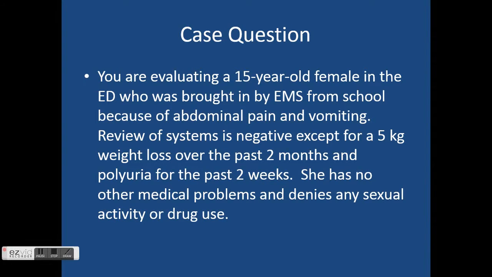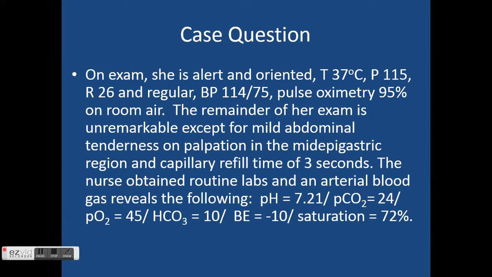On exam, she's alert and oriented. Temperature is 37, pulse 115, respiratory rate 26, blood pressure 114/75. Sats are 95% on room air. The remainder of her exam is unremarkable except mild abdominal tenderness on palpation, and she has a cap refill of 3 seconds. The nurse obtained routine labs, and an arterial blood gas reveals the following: pH 7.21, CO2 at 24, PO2 of 45, bicarb of 10, base excess of -10, and a saturation of 72%.